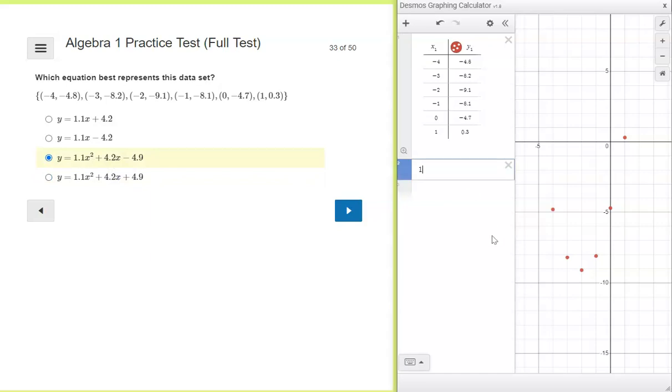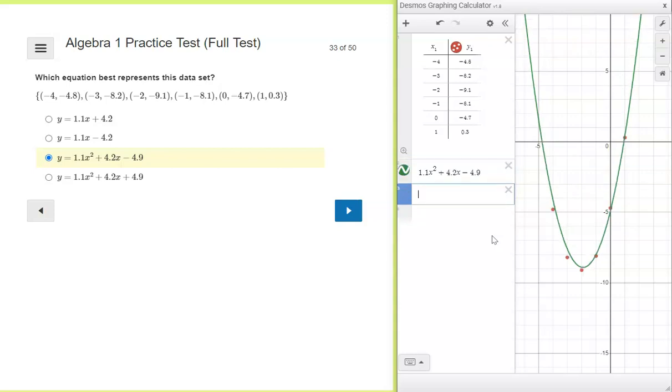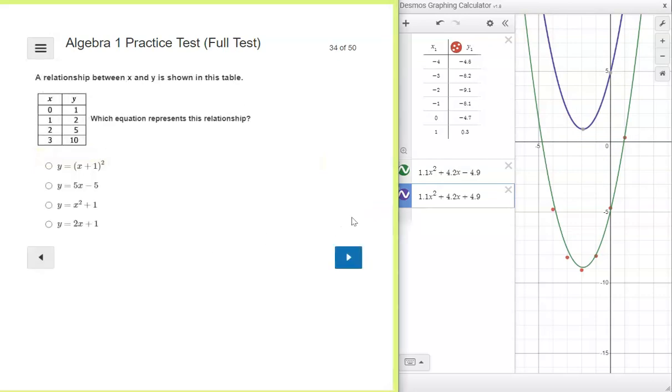Let's see, I'm just going to graph them and see which one. I would say that one looks good. If I want to go ahead and try the next quadratic, I mean, if you want to try all of them, you can. You're going to pick the one that's closest. Yeah, see, that one's not even close. So it would be that one. That's about it for that one.